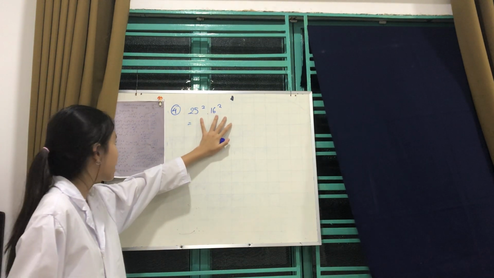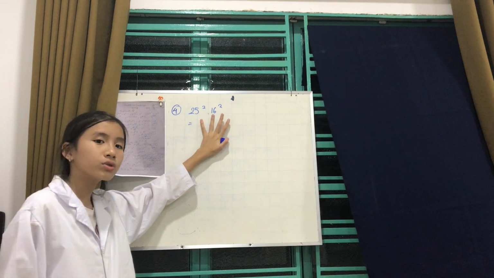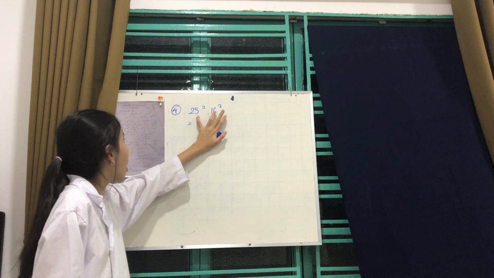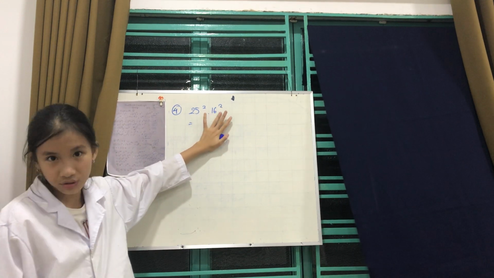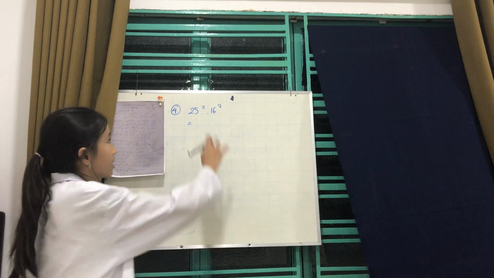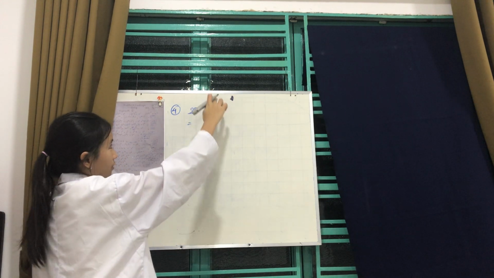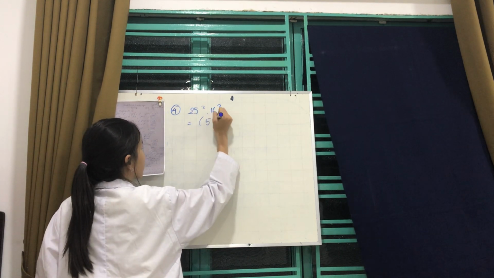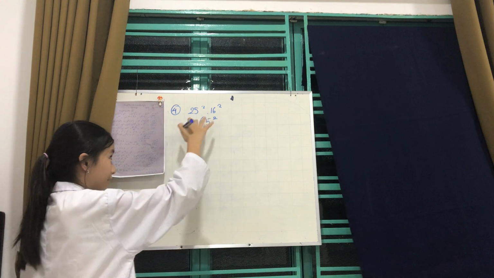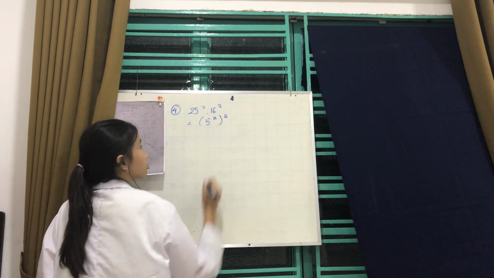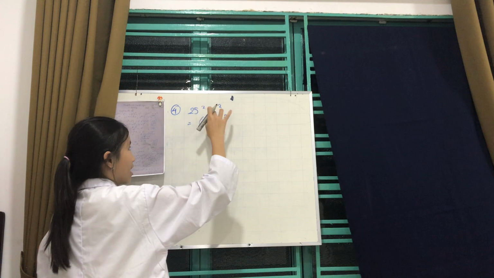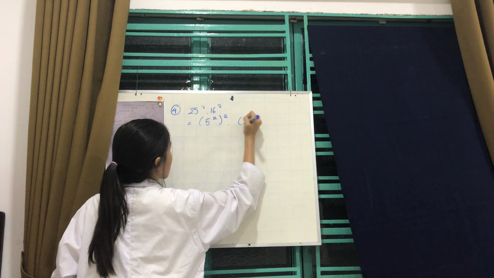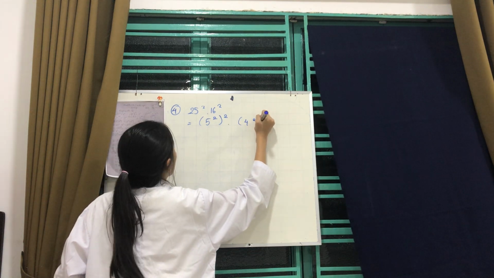Now, what is similar? Well, we must find the roots of this. These are all perfect squares. 25 is a perfect square, and also 16 to the power of 2 is a perfect square. Now, let's convert this. 5 to the power of 2 will equal 25, and then squared, times 4 to the power of 2 squared.